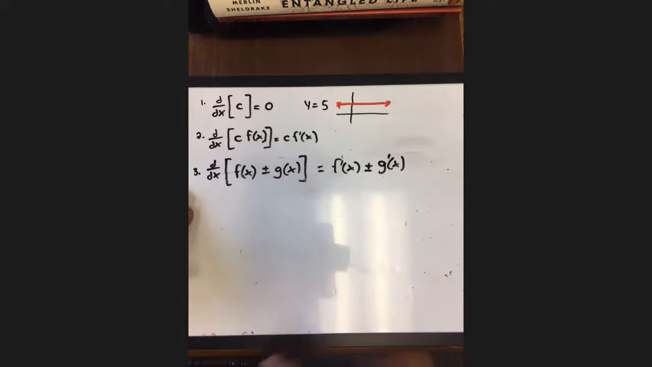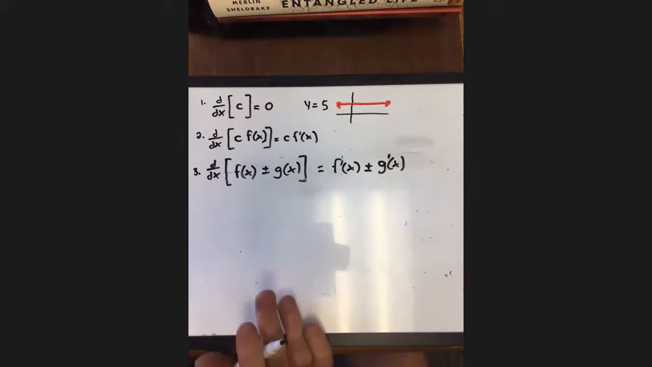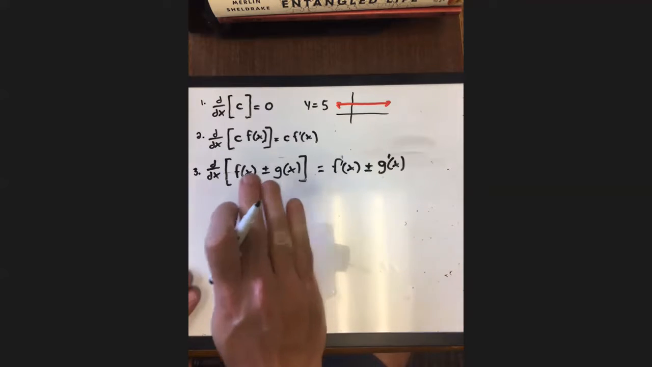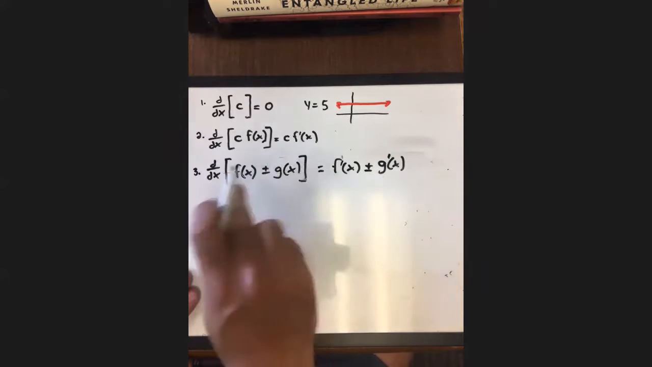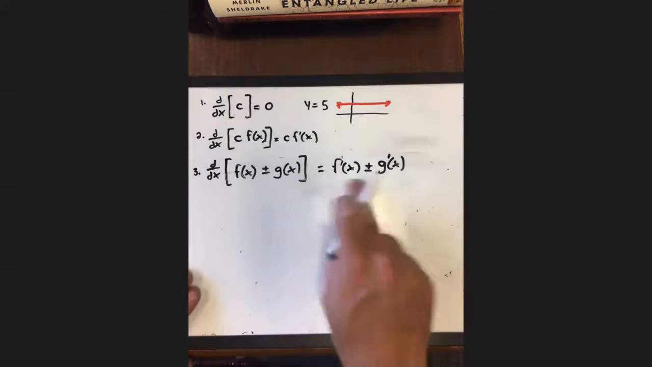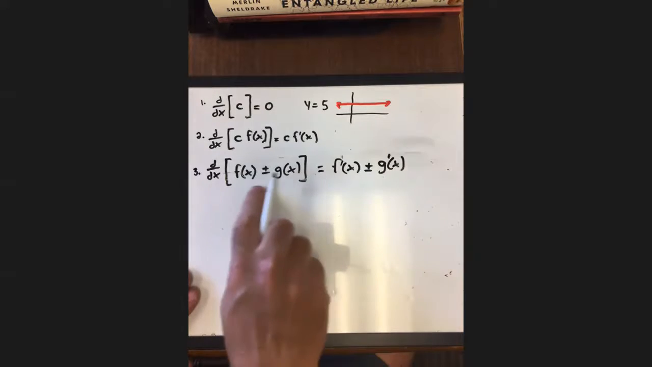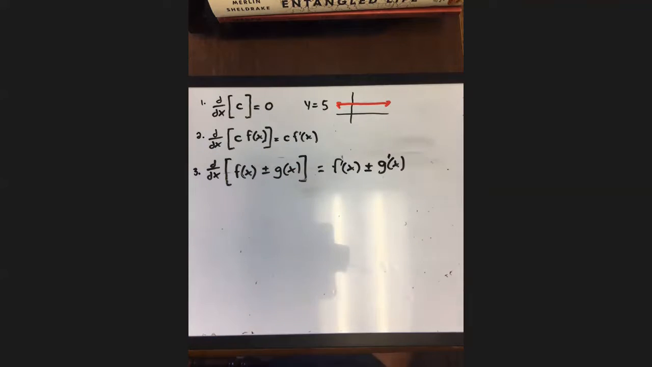I should just note here, when I write that plus or minus, you might recognize that from the quadratic formula. It actually means something slightly different here. It means that this property works for both addition and subtraction. So if we're adding the functions originally, we'll add over here. And if we're subtracting originally, we'll subtract over here. Both of those things work.